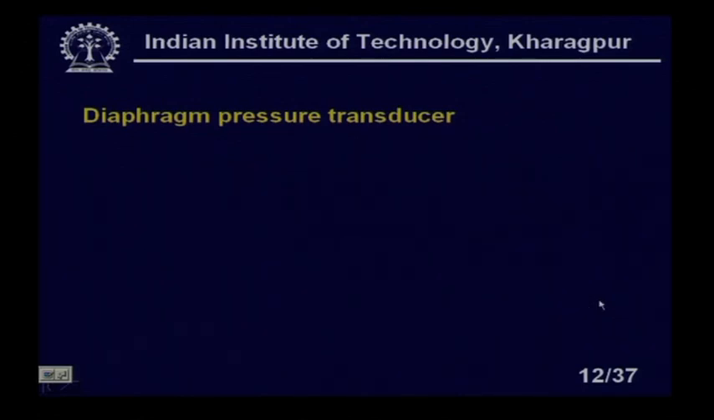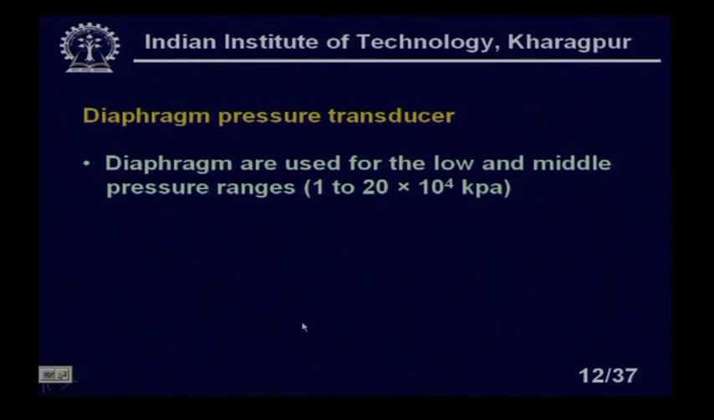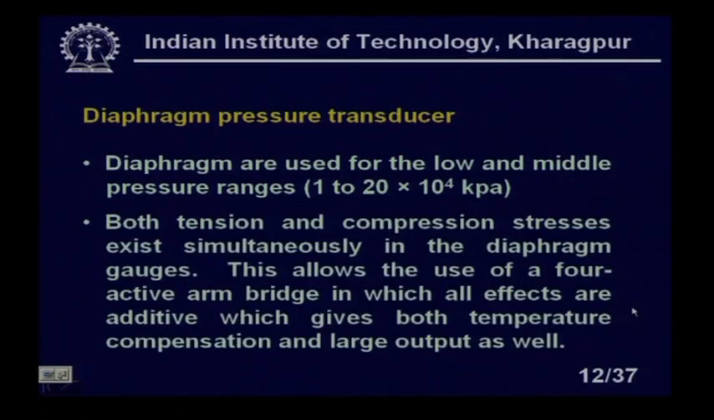Now, the diaphragm pressure transducer is very widely used. We will discuss these particular pressure transducers in detail. Diaphragms are used for low and middle pressure range, so it is 1 to 20 in 10 to the 4 kilopascal, right. Both tension and compression stresses exist simultaneously in the diaphragm gauges, and this allows the use of a 4 active arm bridge in which all effects are additive, which gives both the temperature compensation and large output as well.